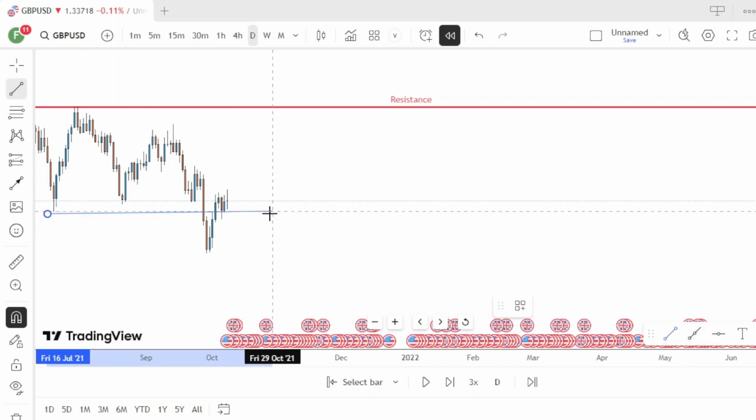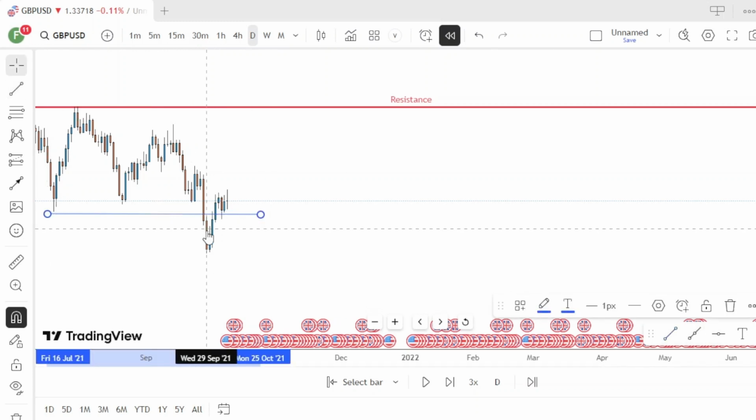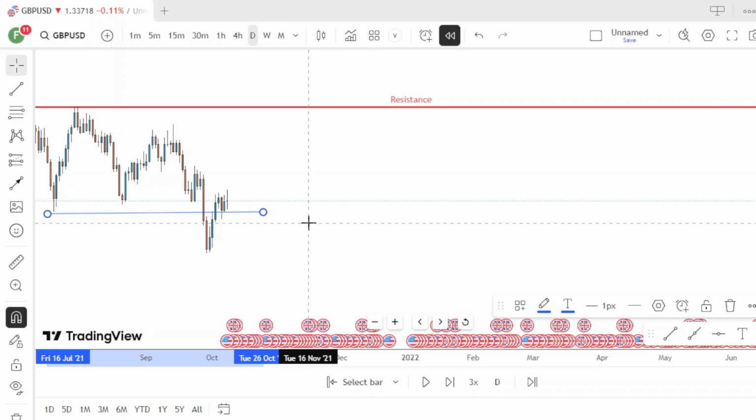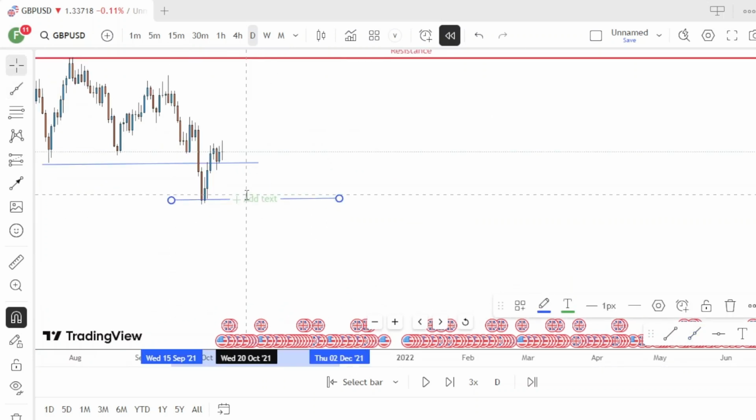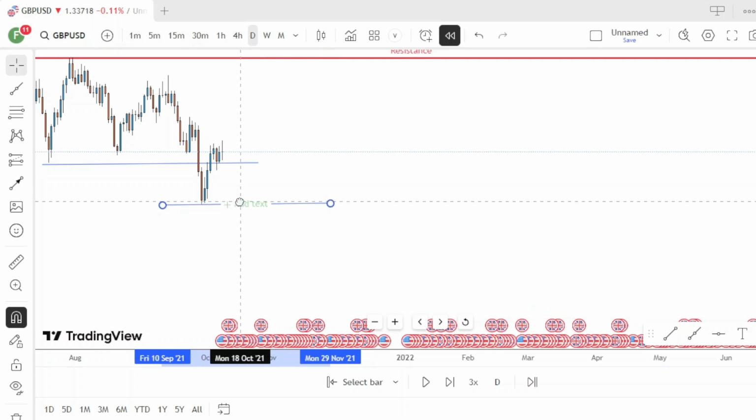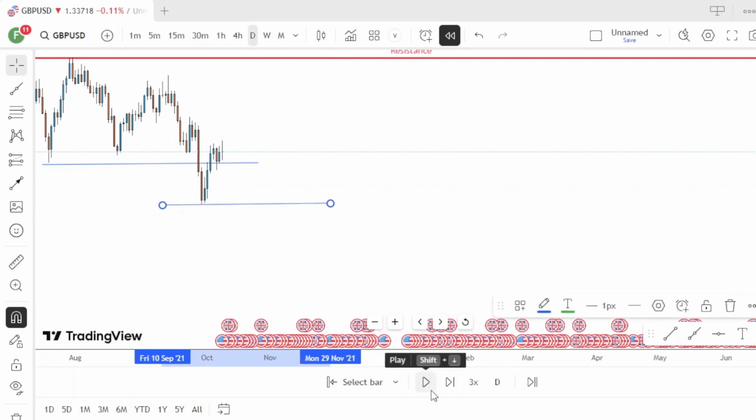Once that is confirmed, price breaks and closes below the support. This is an early bearish sign. Then price pulls back before breaking another low. Once this low breaks, that's a confirmation that sellers are fully in control of this market. Let's watch and see what happens.